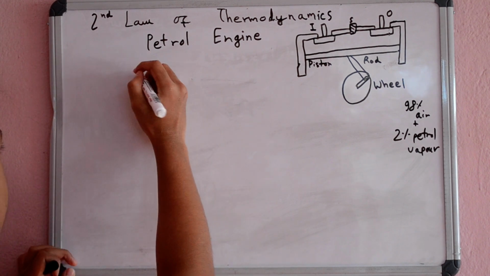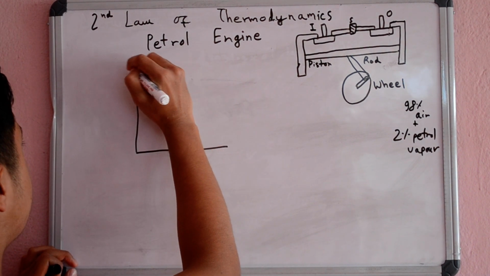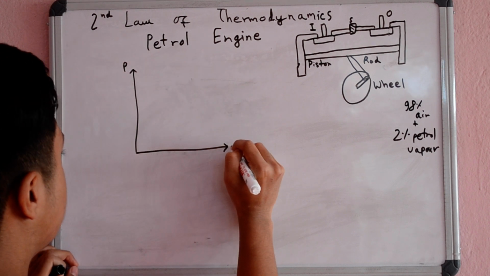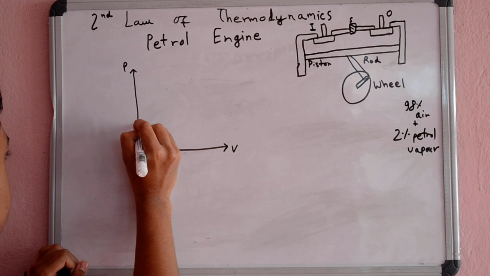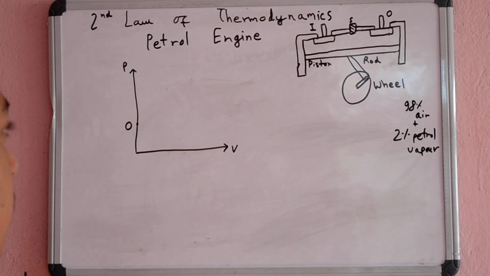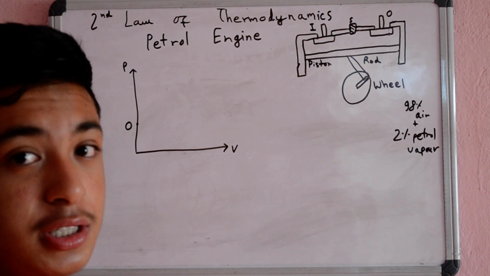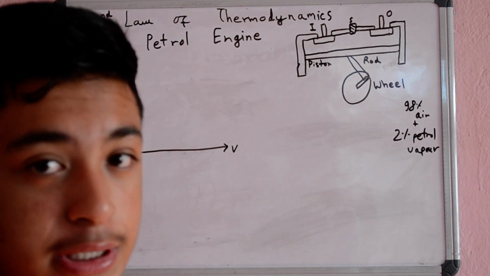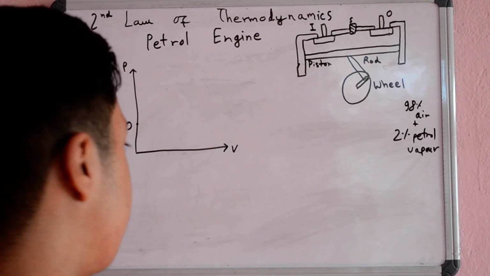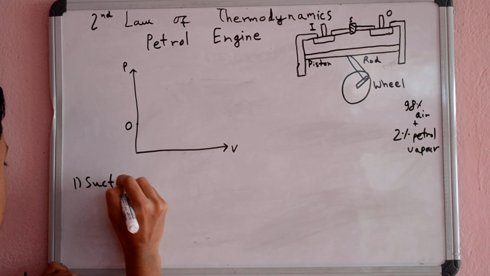Now we have a PV graph, and if you understand this graph very well, then you will have no difficulty in understanding the petrol engine system. First we have a point O where the volume is 0. Essentially, we have 4 strokes. The petrol engine, also called the auto engine, is also called the 4-stroke engine. The first stroke is called the suction stroke.